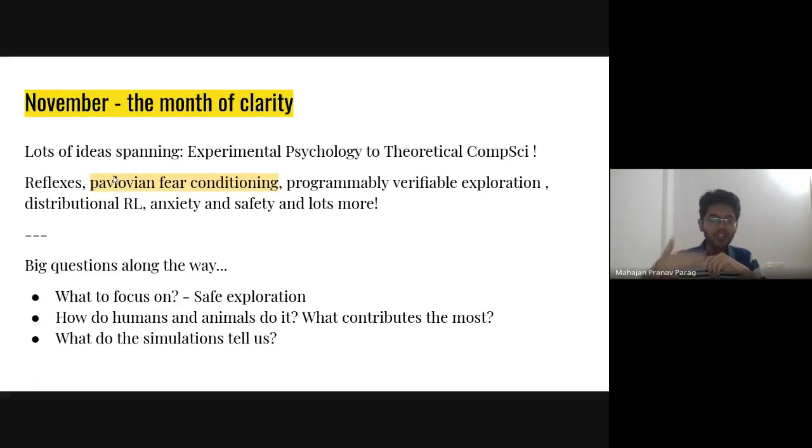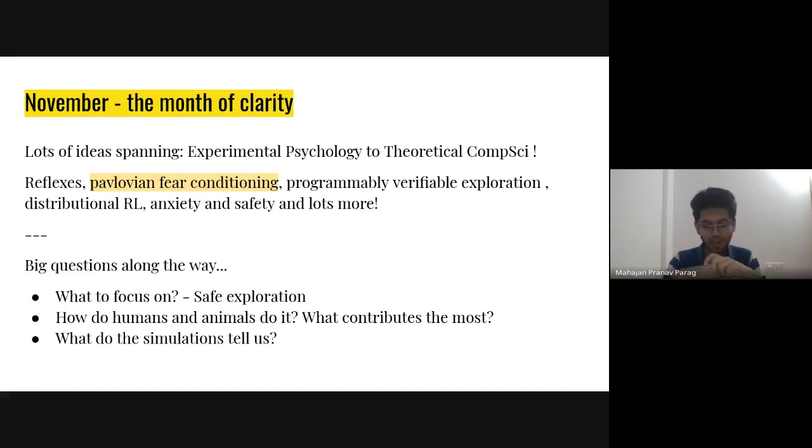So the big questions along the way were what to focus on, and early on we decided to focus on safe exploration. Then deciding how humans and animals do it and what contributes the most to it. The major parts are going to be reflex actions and Pavlovian fear conditioning. Those are the major ones.